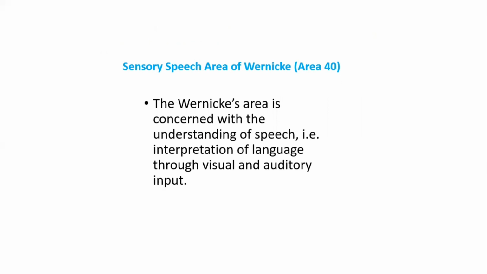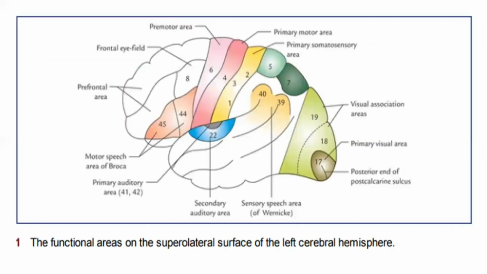And then we have the sensory speech area of Wernicke's. The Wernicke's area, which is area number 40. And this one is concerned with the understanding of speech. Broca's area is for when you want to talk, if you want to give a speech, that one is related to Broca's area, area number 44 and 45. But this one is understanding a speech. When somebody is talking, the interpretation of that language and that speech is related to this area, area number 40, Wernicke's area, which is right over here. This one, 39 and 40, but mostly in area number 40. It's also called the sensory speech area.